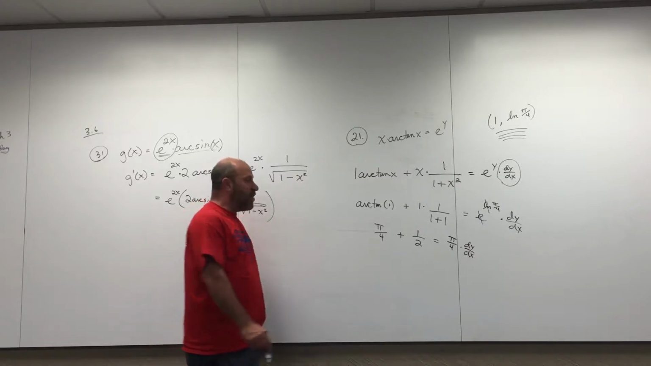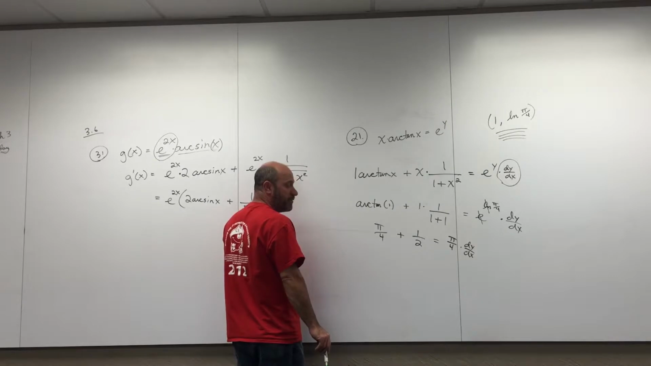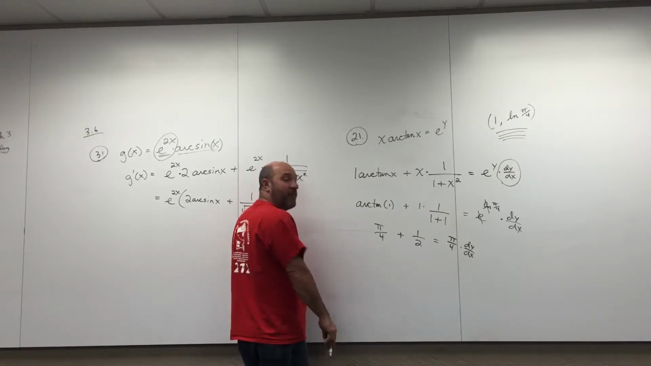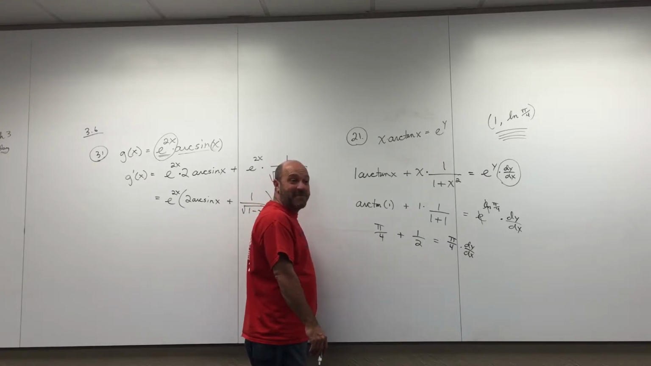All right, I'm going to solve for dy dx. I've got one more move. What would you do? Divide by pi over 4. You know what I would do? I would multiply by 4 over pi. It's the same thing, right?